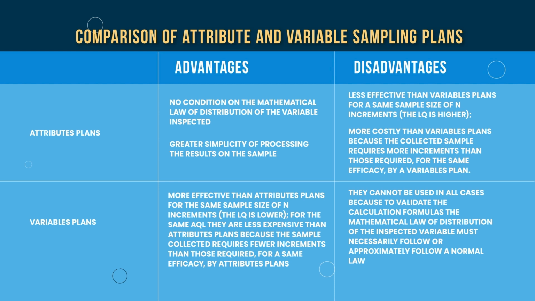They cannot be used in all cases because, to validate the calculation formula, the mathematical law of distribution of the inspected variable must necessarily follow or approximately follow a normal law. So that is what we follow, the normal algebraic law, while deciding it. Remember, the attribute plan is less effective than the variable plan. For the same sample size of n increments, the LQ is higher in the case of the attribute plan, but in the variable plan it is otherwise.